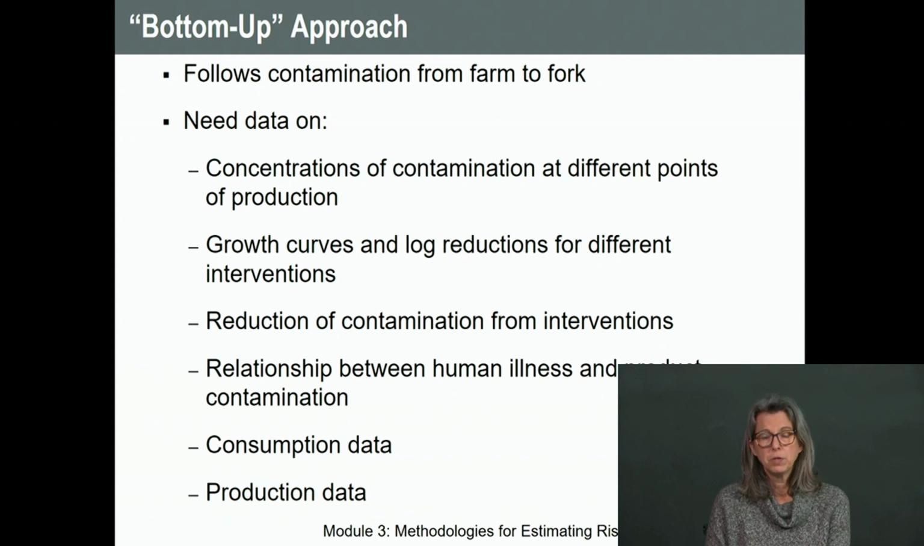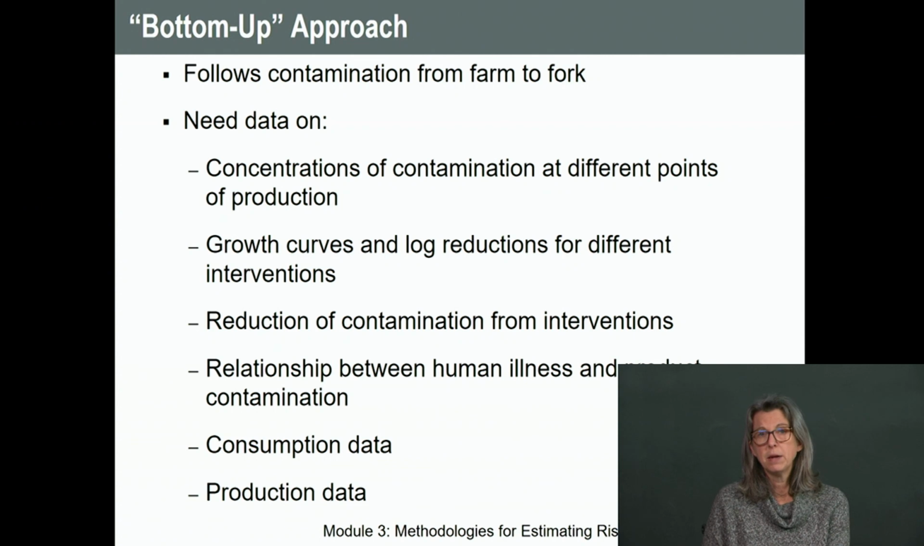So the second approach is a bottom-up approach, and this is probably a more traditional risk assessment that you might have seen. This really follows the contamination from the farm to the fork, so from the place of origin of the food all the way to where it's consumed. So it does include that whole value chain.